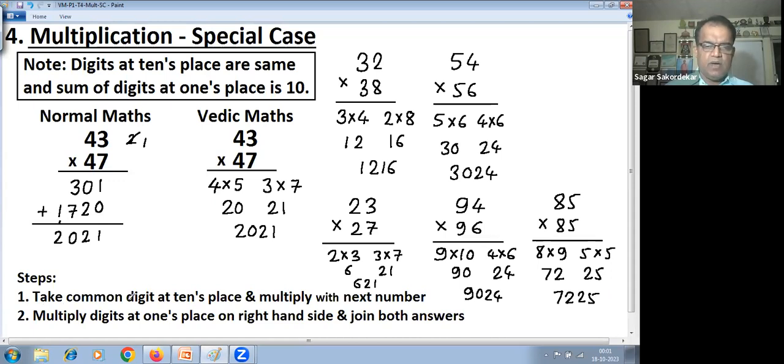You can see, take the common digit at 10th place. Now in this case it's 4, and multiply with the next number. One more is nothing but the next number. Multiply digits at 1's place, that is here on the right hand side. And then just join. 4 into 5 is 20, 3 into 7 is 21. So only when it satisfies this rule, you can use this method. Let's try more problems.